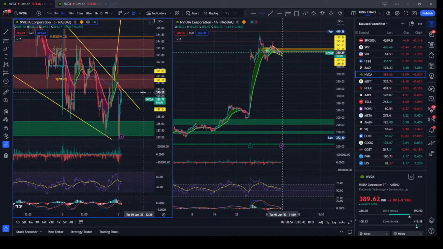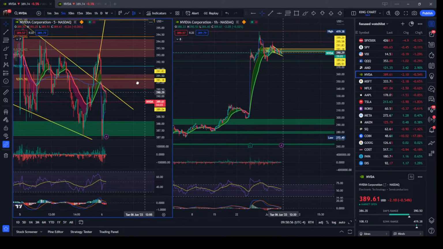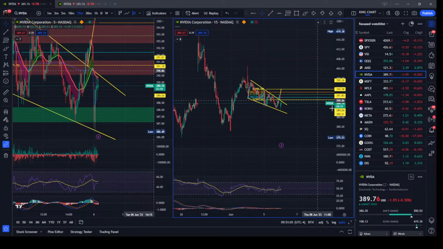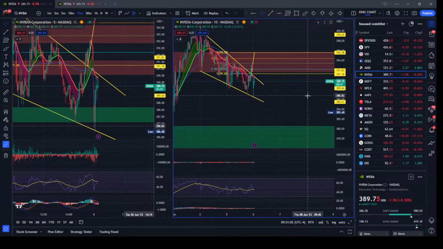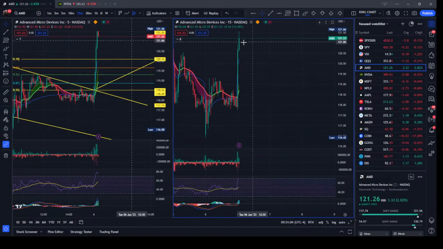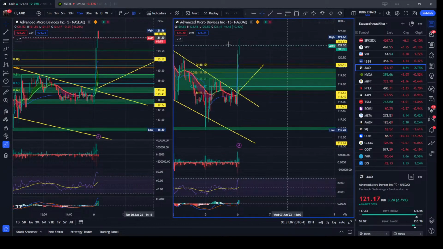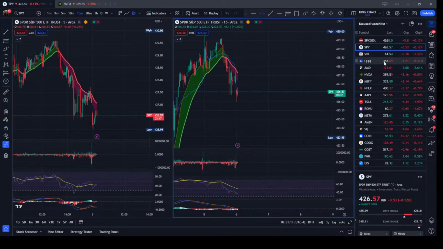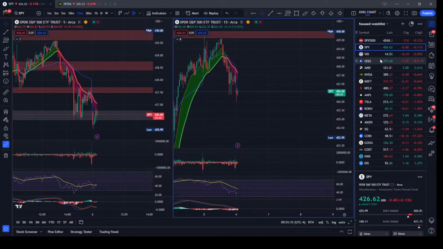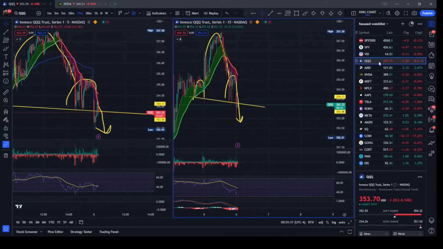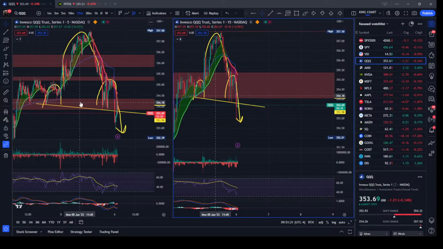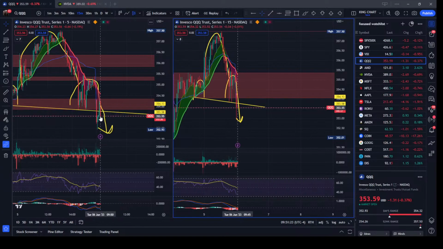What's Nvidia doing? Nvidia continuing to reject there. Does not want to break to the upside, even though I don't see why not. I don't see why it wouldn't break to the upside with AMD strength. SPY is kind of just consolidating there. No big movement. Qs are staying under this head and shoulders pattern.